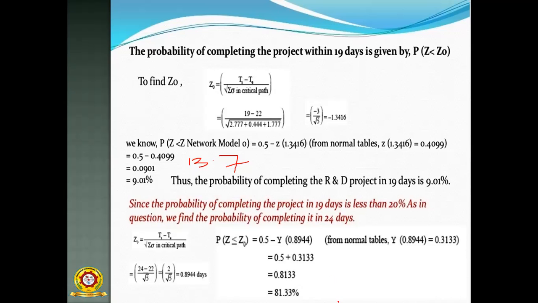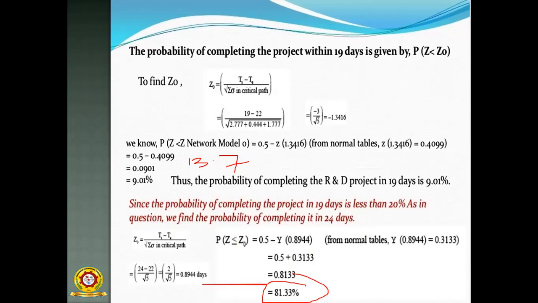This is not a problem. So you find out the value through the interpolation method also. Finally we are getting a probability of 81.33%. That means we complete the project within, suppose, 24 days, because the actual critical path is 22. So with 24 days, the probability of completing this project within the time period is 81.33%.